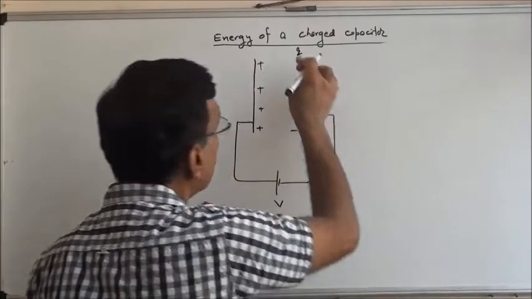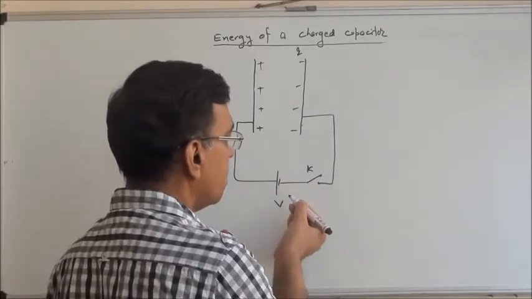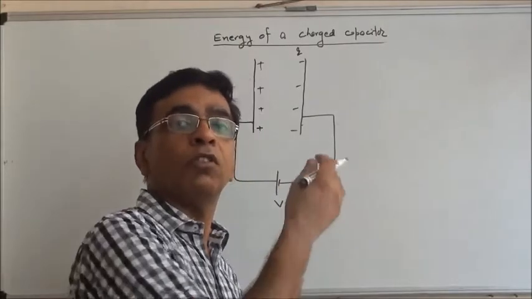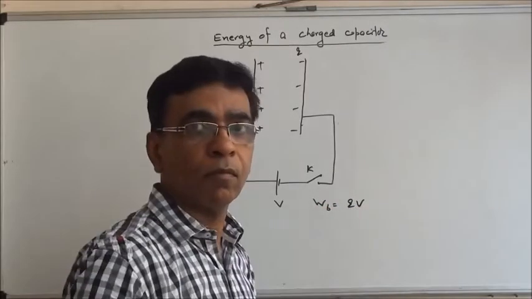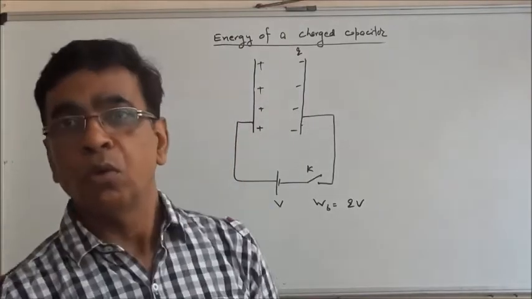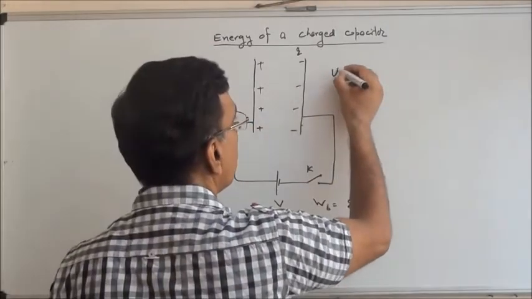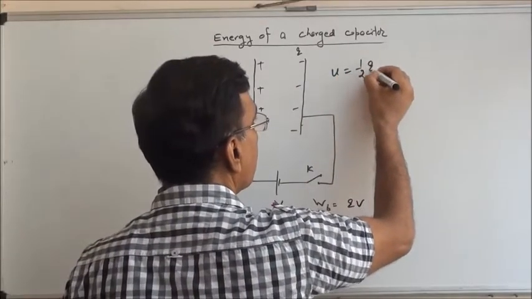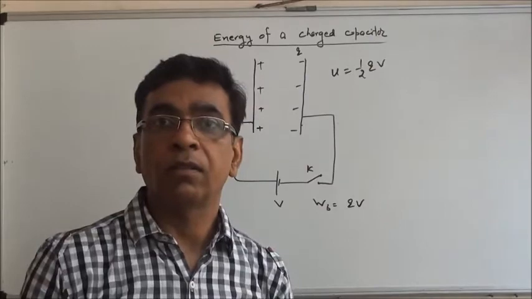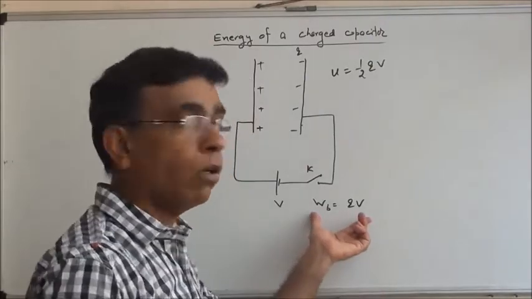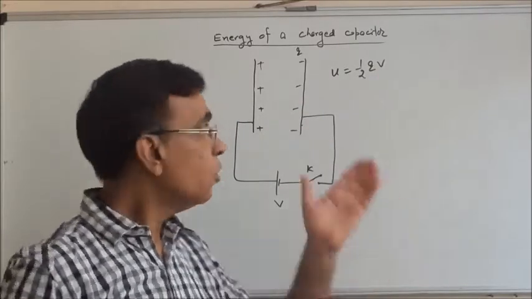If the capacitor has charge Q and the potential was V, how much charge has been supplied by the battery? Q. How much work has been done by the battery? Q into V. This is how we calculate. Q charge supplied and potential difference was V. And how much is the energy stored here? Half QV. We have just done this. How can we apply the conservation of energy here? Where has this energy gone? QV is the work done by the battery. Half QV is the energy stored in the capacitor.